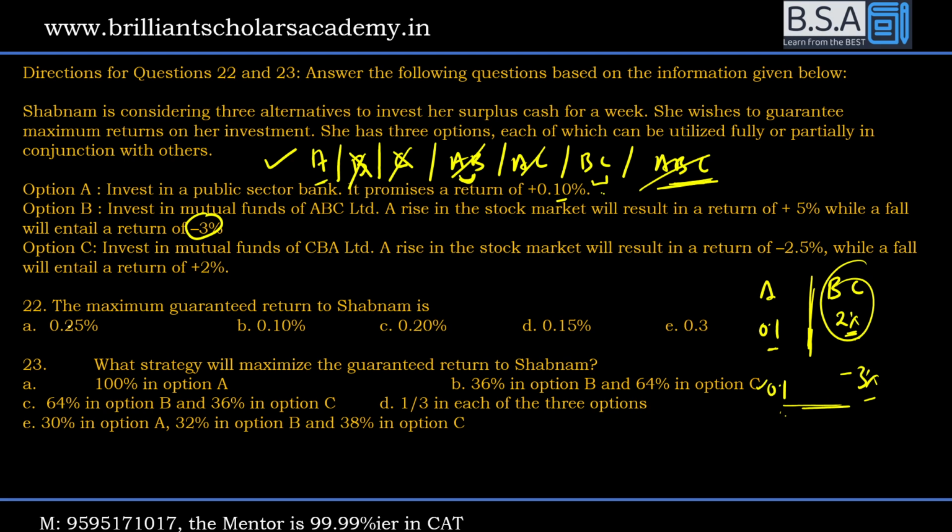The maximum guaranteed return Shabnam can get is 0.25%, 0.1%, 0.20, 0.15 or 0.3%. We'll come back to this. What strategy will maximize the return? 100% money in A, 36% in B and 64% in C, 64% in B and 36% in C, one third in each, or 30 in A, 32 in B, 38 in C.